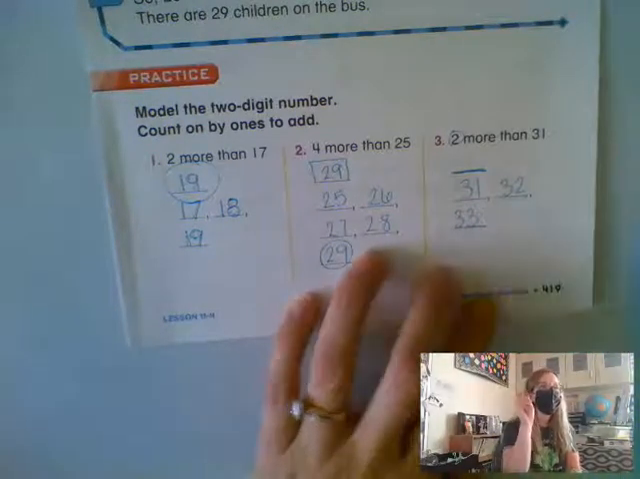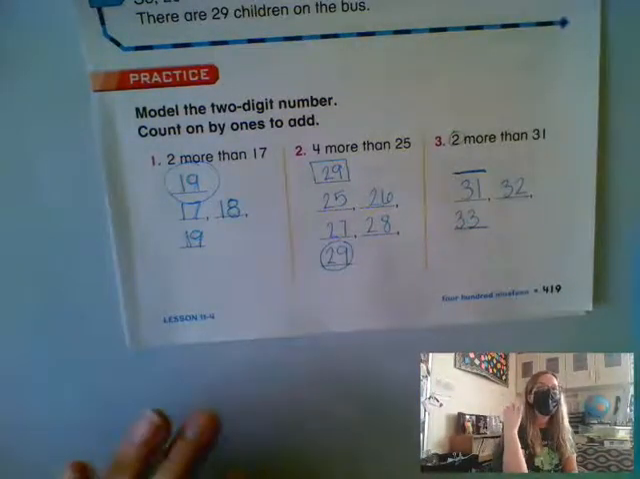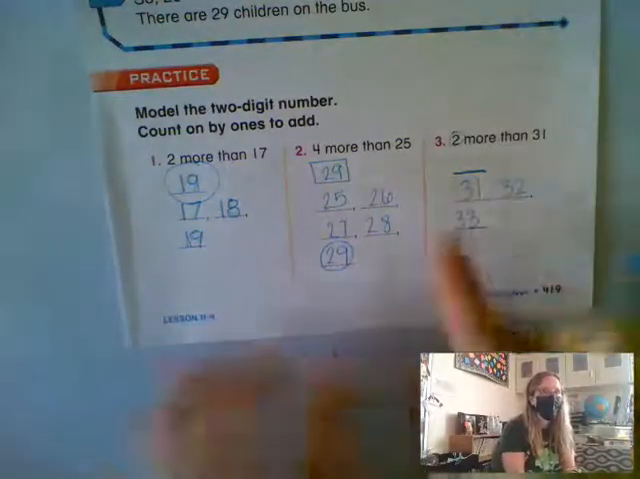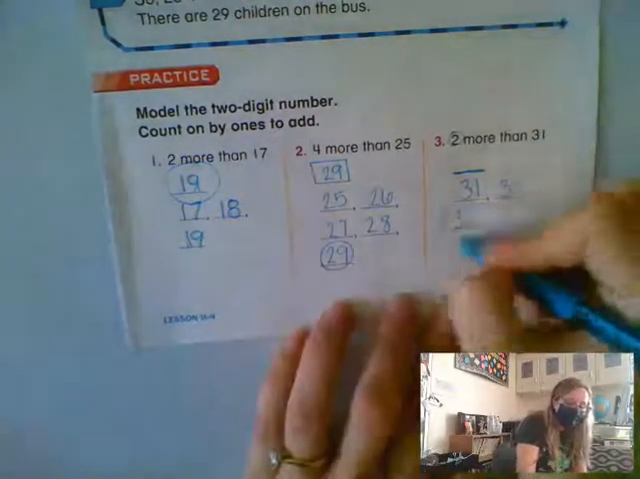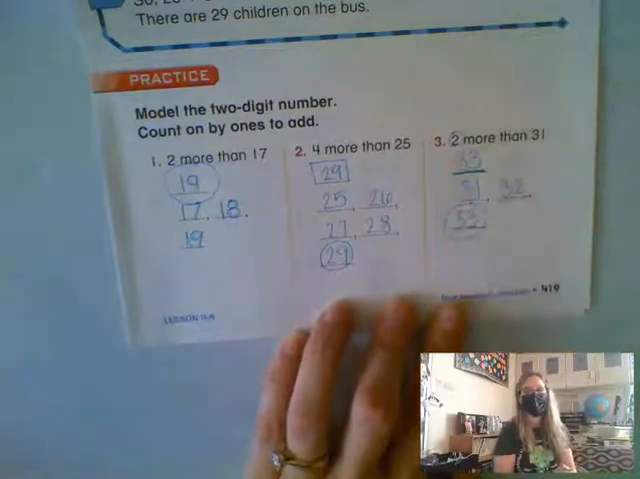Now, normally you wouldn't write this out, 31, 32, 33. Normally you would just use your fingers or your brain. You'd say 31, 32, 33. But because they want us to see what we're doing, that's why they're having us write it out. So our answer is 33. On this line, you can write 33.